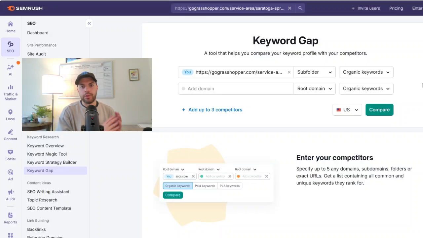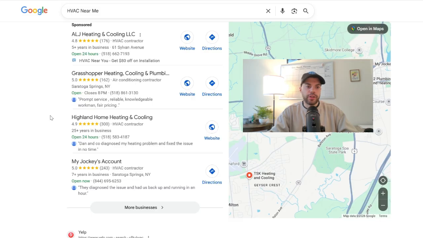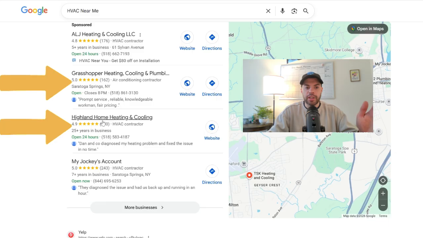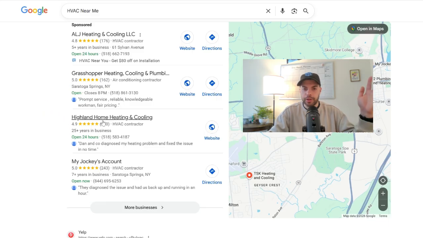I'm going to demo how I use the keyword gap analysis within SEMrush to do local SEO keyword research against my competitors. So I went into Google and chose two random companies, and I'm pretending that Grasshopper is my client and Highland Home Heating and Cooling is my top competitor.